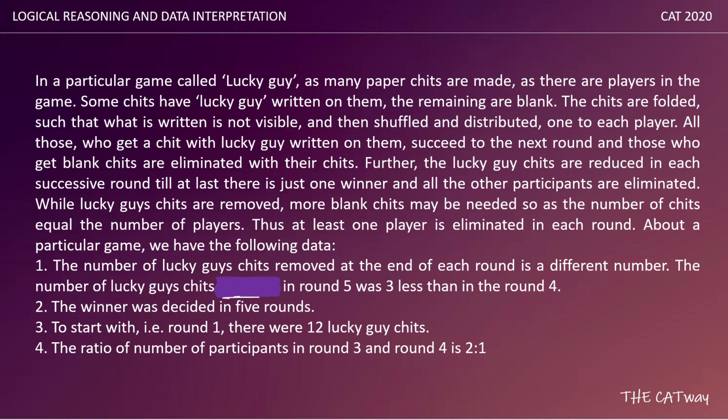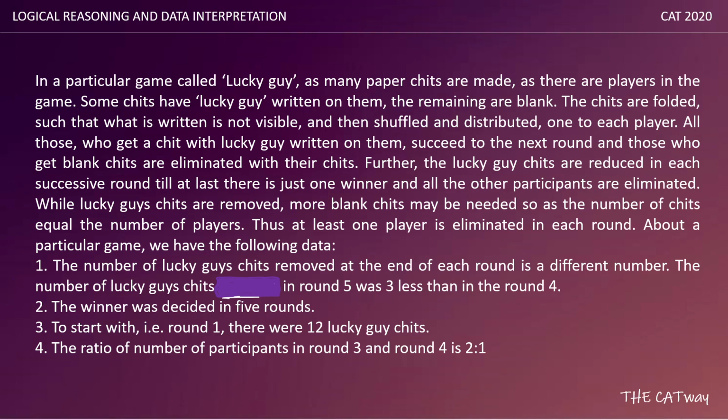So in a particular game, Lucky Guy, as many paper chits are made as there are players in the game. Some chits have Lucky Guy written on them, the remaining are blank. The chits are folded such that what is written is not visible and then shuffled and distributed, one to each player. All those who get a chit with Lucky Guy written on them succeed to the next round, and those who get blank chits are eliminated with their chits.